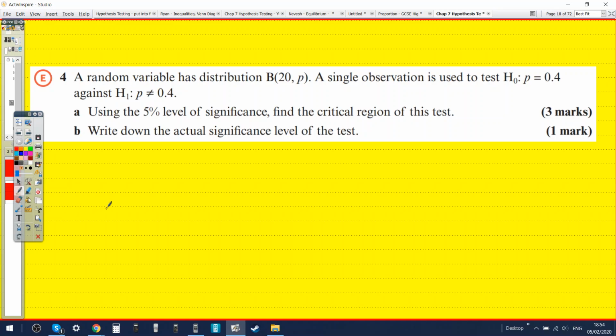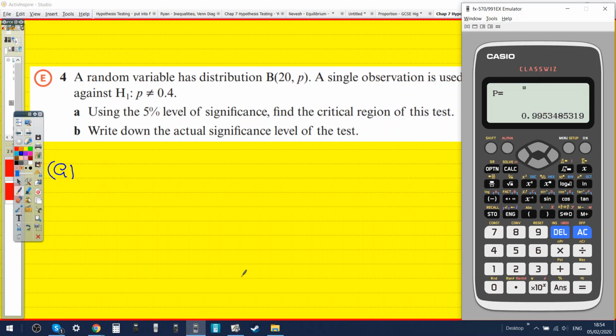So n would be 20? Yep. And p is 0.4, and we want it to be, no, just near 5%. Not quite. That would be if it was less than or greater than. What is this one?